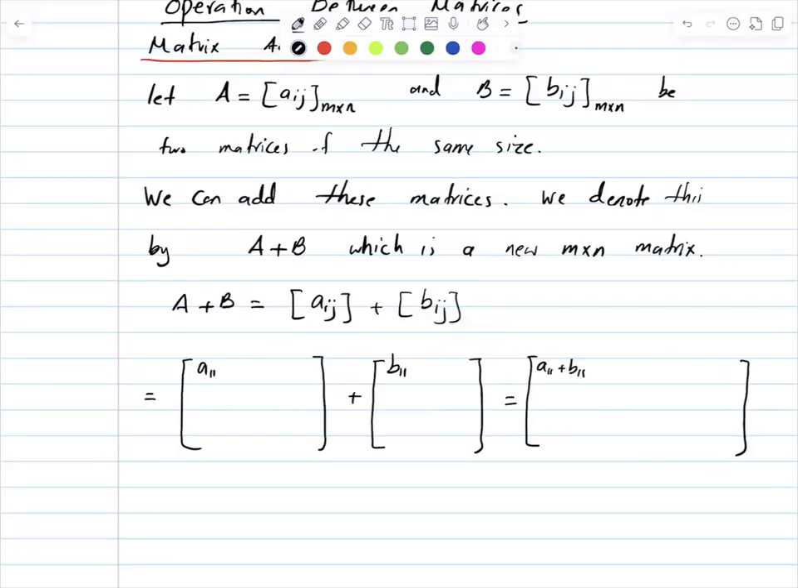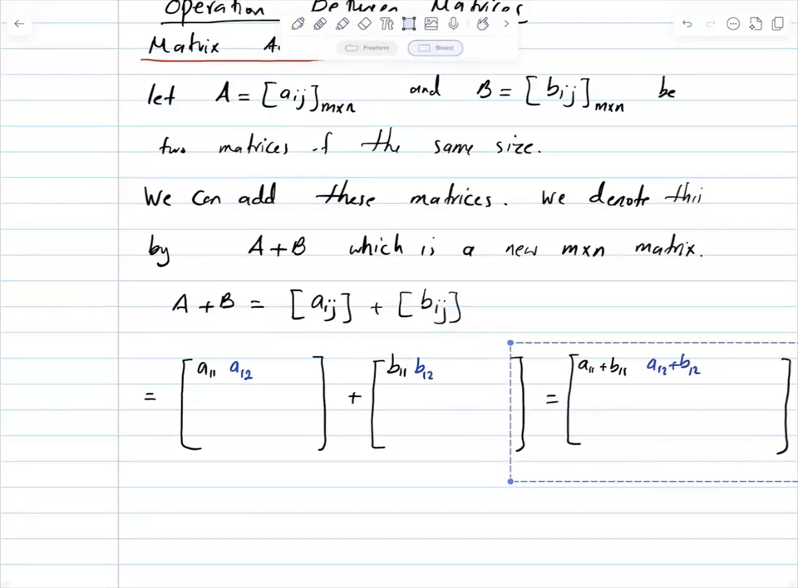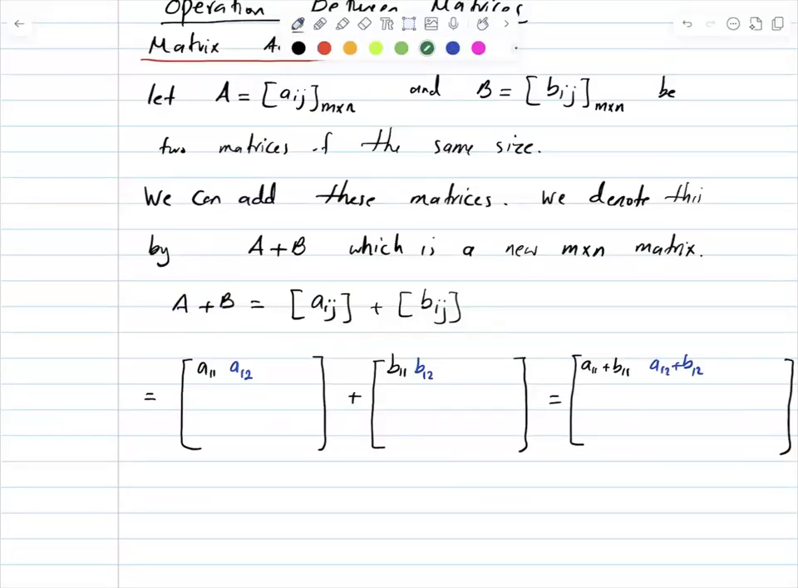A11 plus B11, A12 plus B12. If you add these together, you get A12 plus B12. You can continue this process. You can add more entries, dot, dot, dot, A1n plus B1n. And then you can continue this process as I mentioned before.